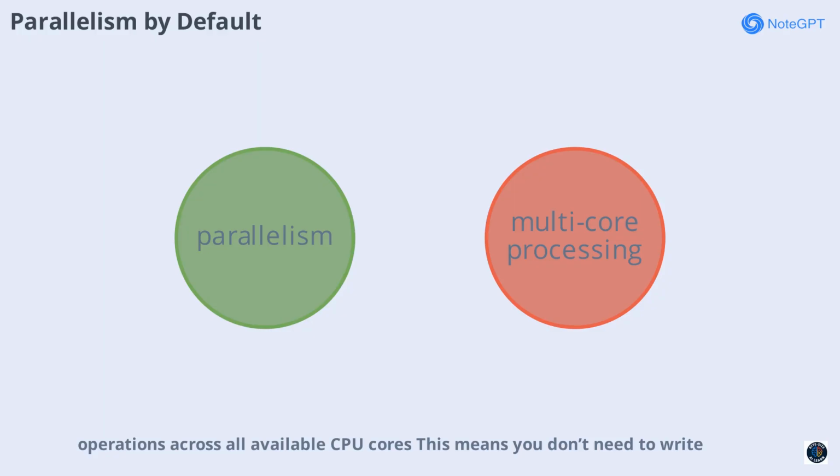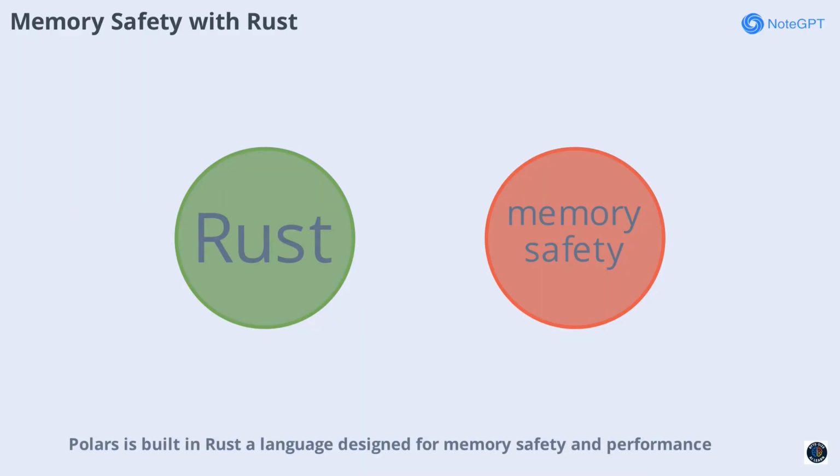This means you don't need to write special code to take advantage of your hardware. Whether you're filtering, aggregating, or transforming data, Polars ensures your machine is working at full capacity. Polars is built in Rust, a language designed for memory safety and performance. This means you get the benefits of low-level speed without the risks of memory leaks or unsafe operations. Rust's ownership model ensures that your data manipulations are both fast and reliable, giving you confidence in the results.